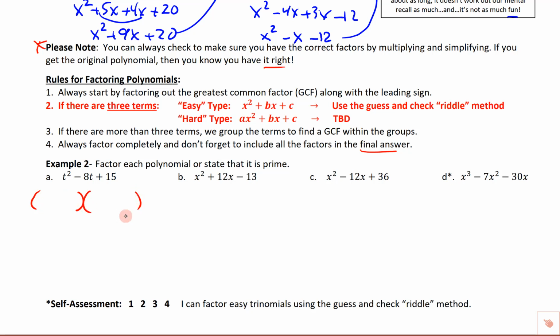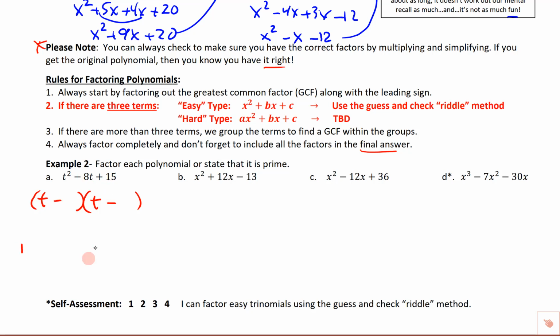So I'm going to put a set of parentheses here. So I'm going to put a t right here and a t right here. I'm looking for two numbers that multiply to be 15 that combine to be -8. Now, I need to say this the right way. They need to multiply to be positive 15 and combine to be -8. Multiply to be positive 15. Well, if they're going to multiply to be a positive and combine to be a negative, they better both be negative, okay? And they've got to multiply to be 15.